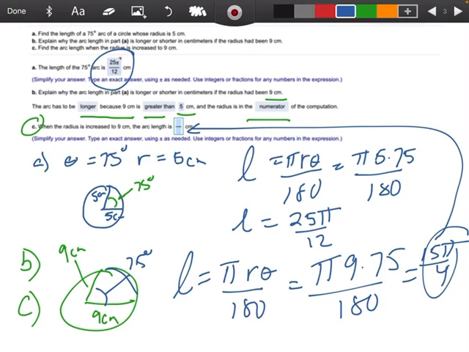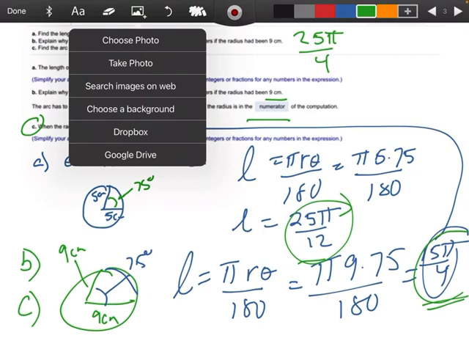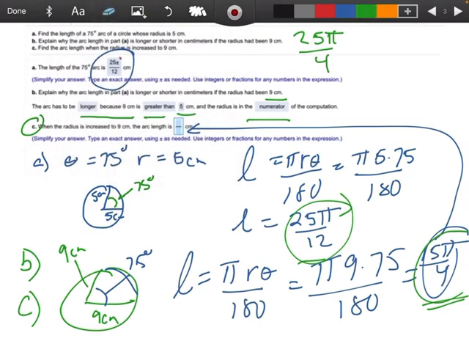So we're saying that this number here is bigger than that number there. We've already done the problem, but this is just to show you why this number is bigger than this one. I'm going to show you here on the side. The first number we had was 25 pi over 12, and the next number is 15 pi over 4. In order to compare these two numbers, I need the denominators to be the same. The common denominator between 12 and 4 is 12.